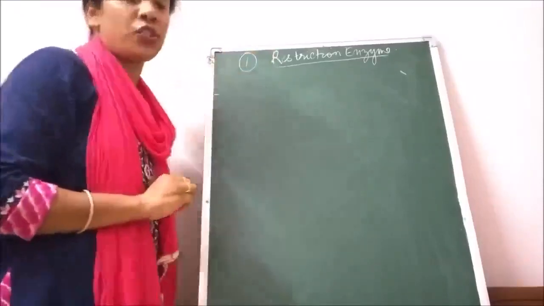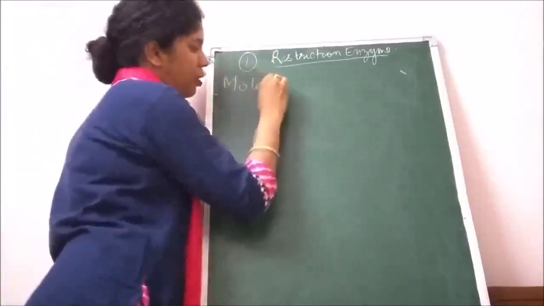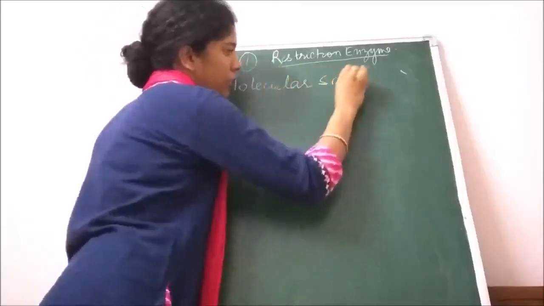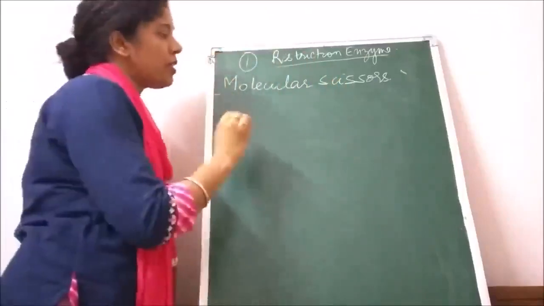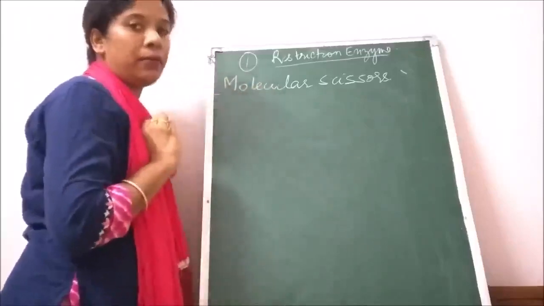Now, what are restriction enzymes? Restriction enzymes are also called molecular scissors. What are they called? Molecular scissors. Now, what are molecular scissors? Molecular scissors are the enzymes which are going to cut the DNA at a very specific point.